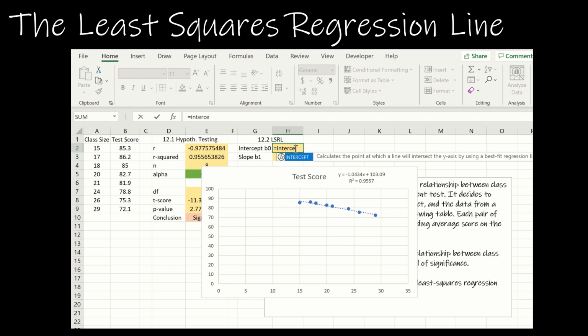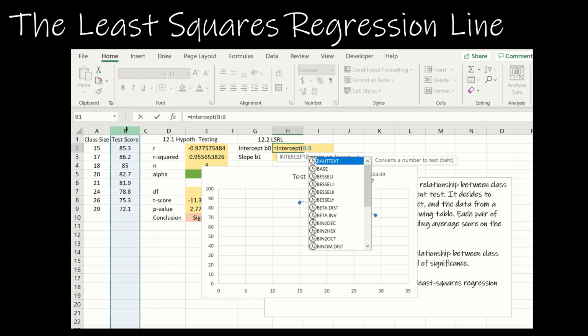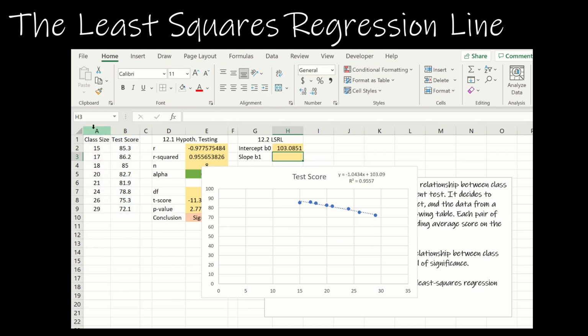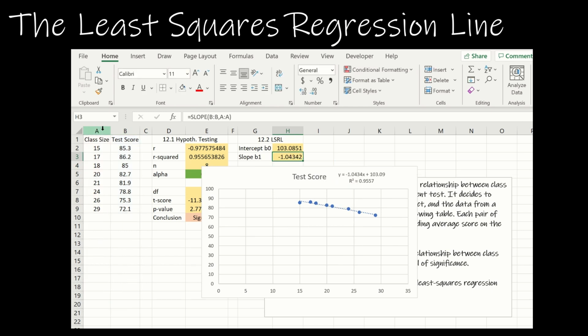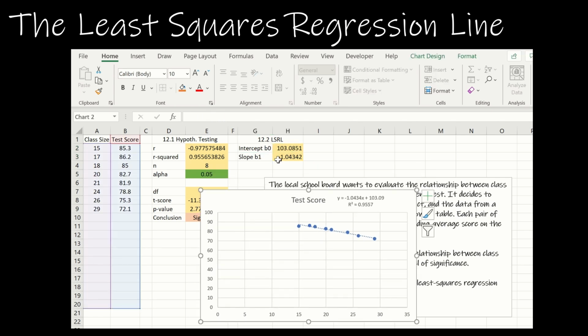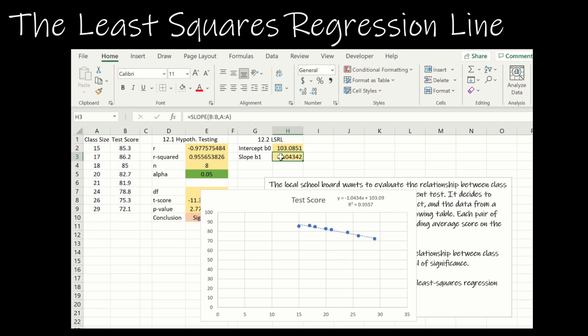For the intercept, I'm going to use the function intercept. Notice I just need known y's, comma, known x's, and if you'll notice, I get 103.0851 or 103.09, which is the same as the intercept over here. The slope is slope. I know, the mind reels. Known y's, comma, known x's. Notice I get the exact same value. So again, the reason I would take the time to go ahead and find these is because now I can actually set up an equation using those two values that I have calculated.